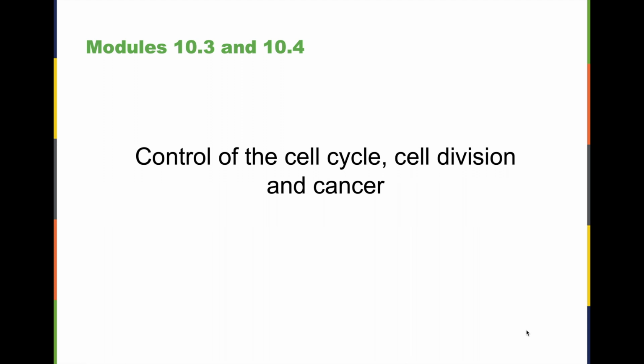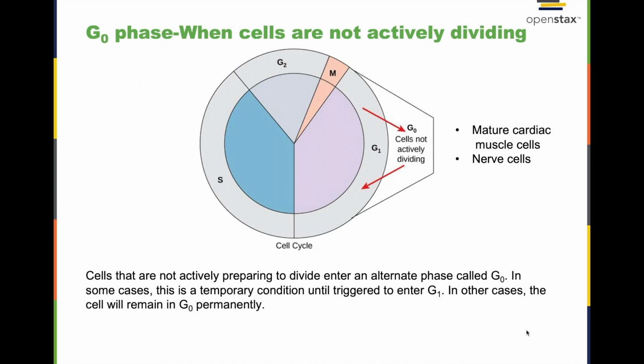Let's talk about control of the cell cycle and what happens when that control goes unregulated. So there are various different types of cells in our body. Some of them continuously divide, like the cells on the surface of your skin, cells covering the internal coverings of your intestines. Some of your cells do not grow. After they mature, they stop dividing.